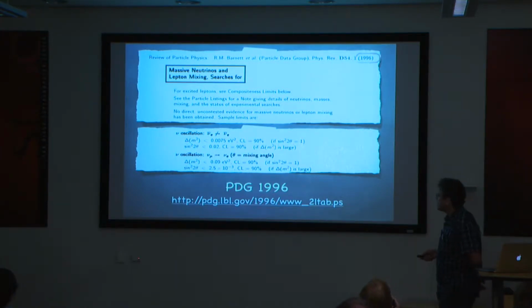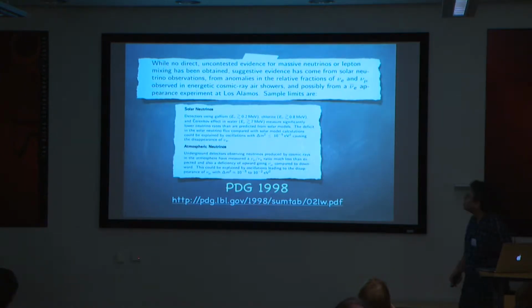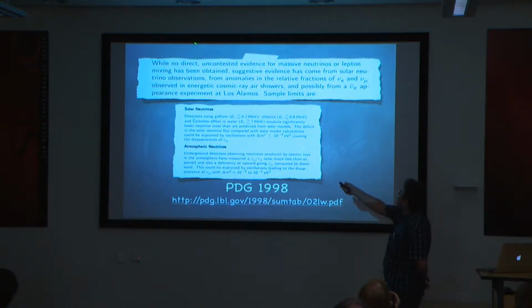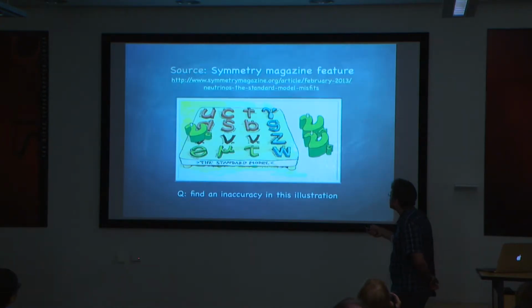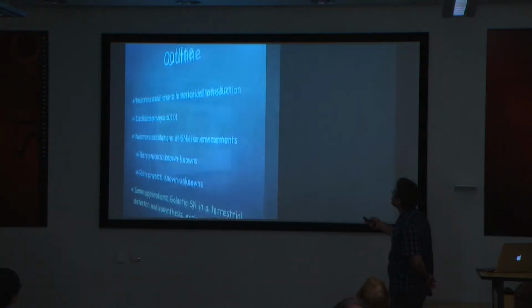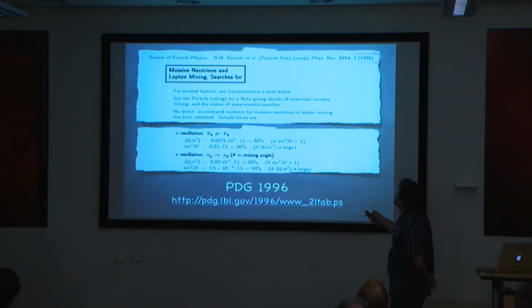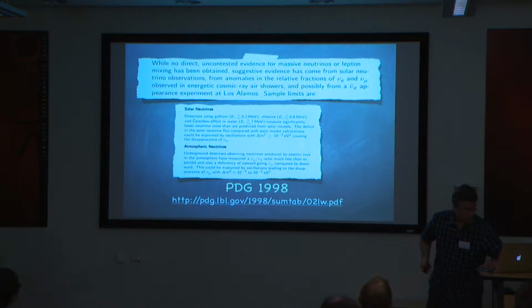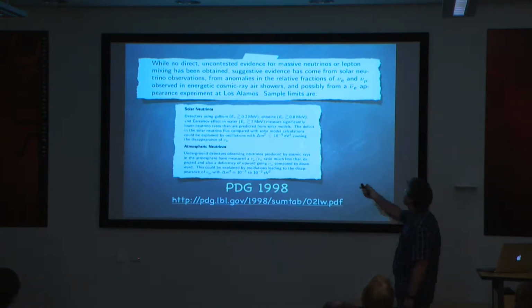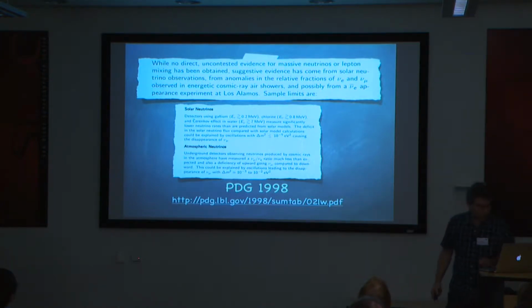Two years later, they say, while no direct uncontested evidence has been obtained, suggestive evidence has come from solar neutrino observations, from anomalies in the relative fractions of nu e and nu mu observed in energetic cosmic ray air showers. So these are atmospheric neutrinos, and possibly from a nu e bar appearance experiment at Los Alamos. The last one we are still grappling with.